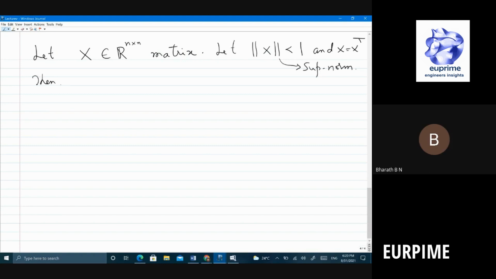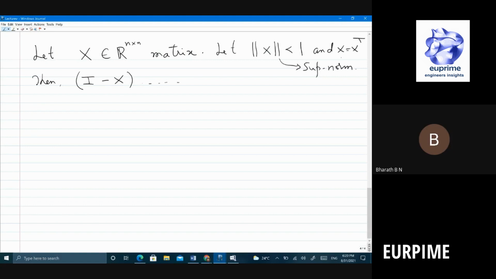Then what can you say about I minus X? I'll leave it as a blank here. Let's see what you can say about this matrix. Is I minus X invertible? How do you verify that?